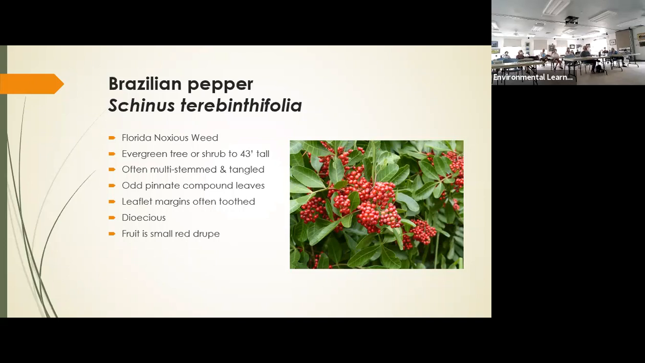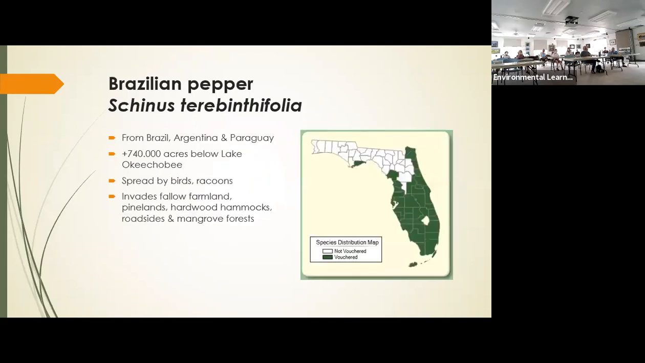So you might have a male Brazilian pepper in your yard and it never produces fruit, but remember, it's part of the reproductive process and you might want to get rid of it too. And the fruit is a small red single-seeded berry. Next slide. From Brazil and in that area, 740,000 acres below Lake Okeechobee, and you can see from the range map, it now expands well past Lake Okeechobee. It's spread by birds, raccoons, and other wildlife, and invades a whole lot of different places.